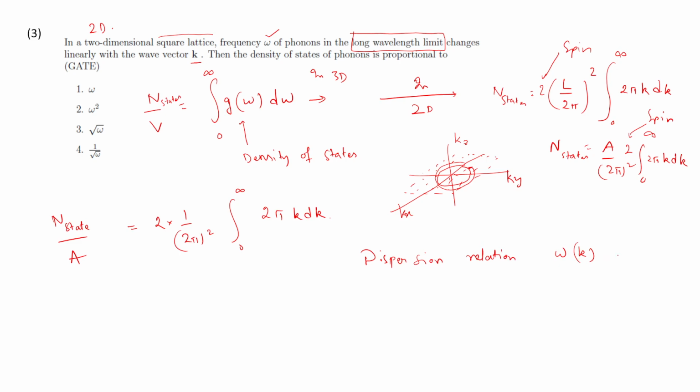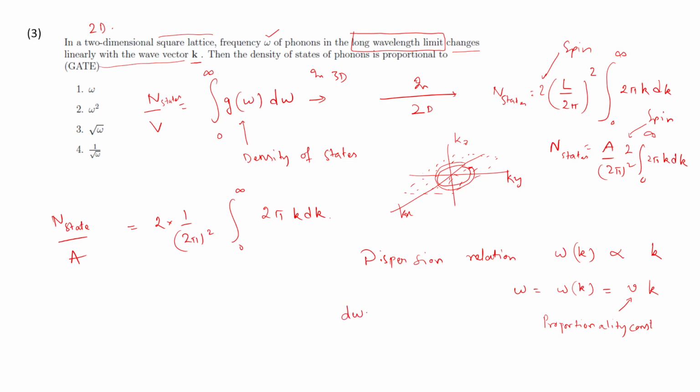What this question is saying is that omega changes linearly with respect to the wave vector k. So this is linear in k. Since it is directly proportional to k, there will be some proportionality constant. Let us call it v. So now we have omega equal to vk, where v is a constant.